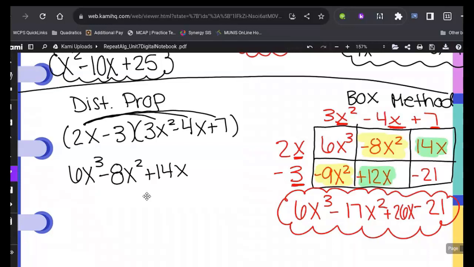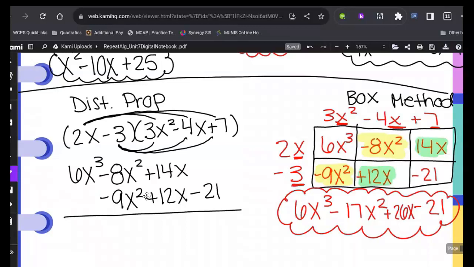Now we're going to distribute negative 3 times 3x to the second power. That's negative 9x to the second power. Then we have negative 3 times negative 4x. That's a positive 12x. And then my final term, negative 3 times 7 is a negative 21.